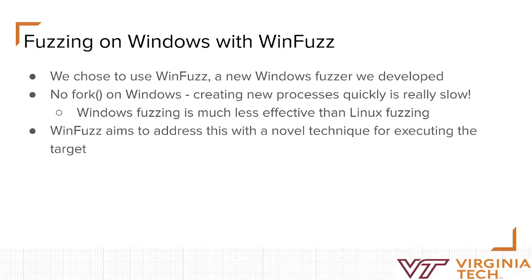But of course on Windows, there is no fork. And so Linux fuzzers that use fork are generally a lot more effective than fuzzers on Windows because they don't have access to a really good mechanism for cloning processes efficiently. So WinFuzz basically aims to address this gap with a new technique for executing the target.